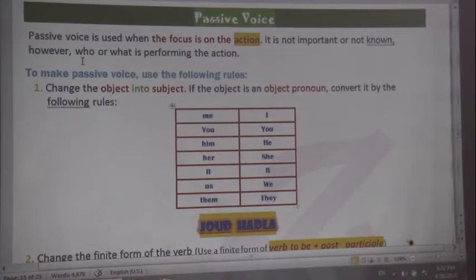What is passive voice? What do we mean when we write sentences in the passive voice forms? It is used when the focus is on the action. So we use the passive forms when the focus is on the action, and it's not important, or we don't know, who is the doer of the action. So the focus in this case will be on the action itself, not the doer of this action.